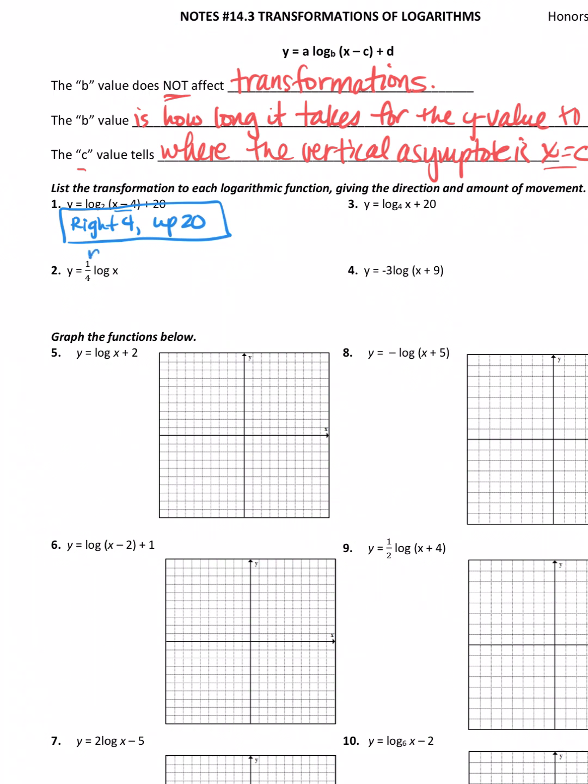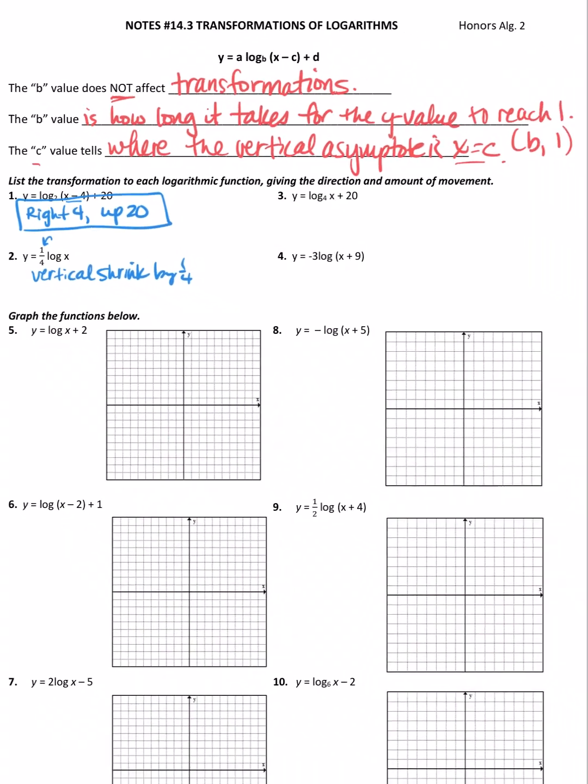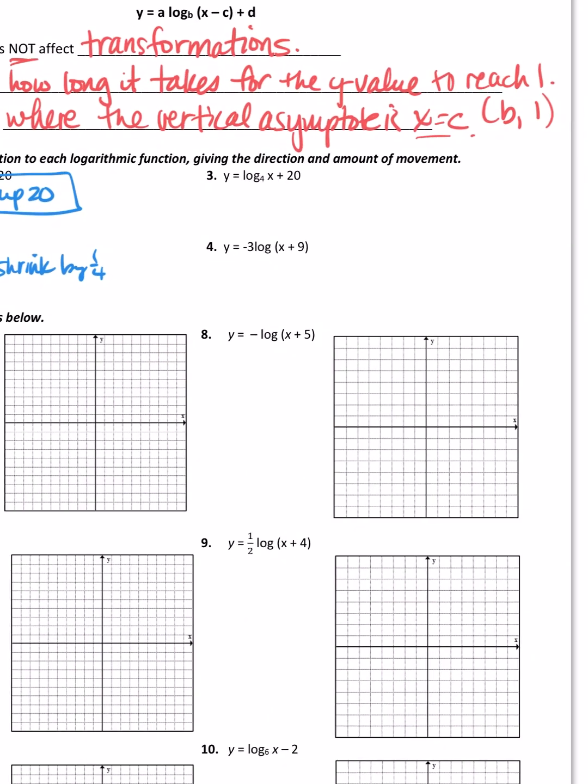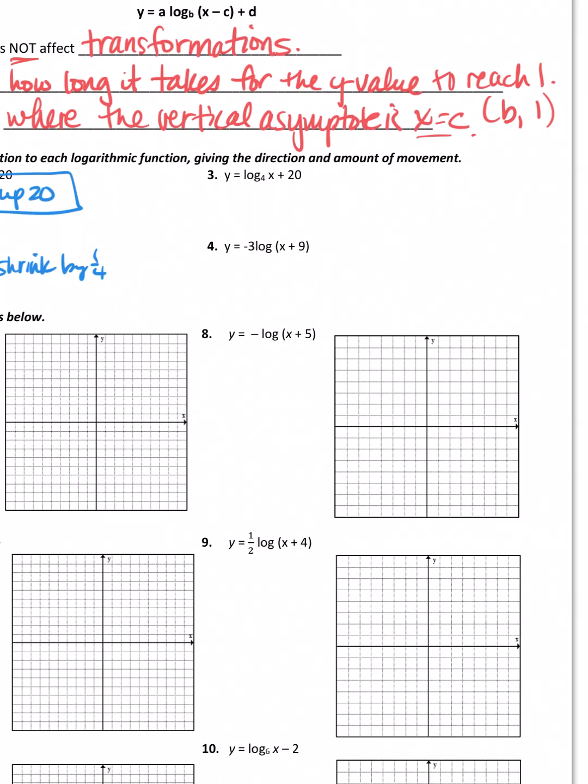Number 2, that 1/4 is out front, so that is a vertical shrink by 1/4. Okay, remember, if it's a fraction, it's a shrink. Number 3, log base 4 doesn't matter. Okay, that's just the base. And there's x. Nothing really is happening to x, but this plus 20 is on the back side, so that means all it's doing is moving up 20 units.